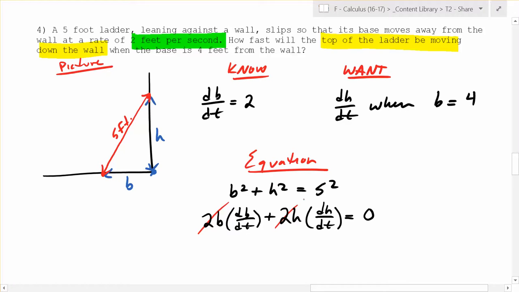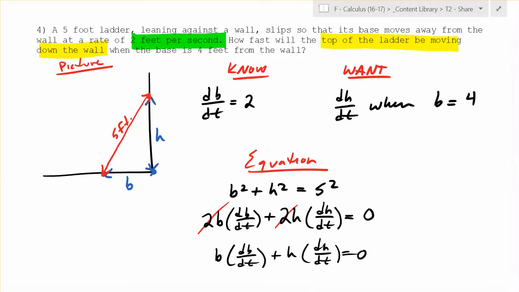What can we simplify out of that? Yeah, get rid of the 2's. So what are we left with? b times dB/dt plus h times dh/dt equals 0. Which is the one we want? We want dh/dt, right? So if we want that one, we have to plug in values for all the other ones, right?